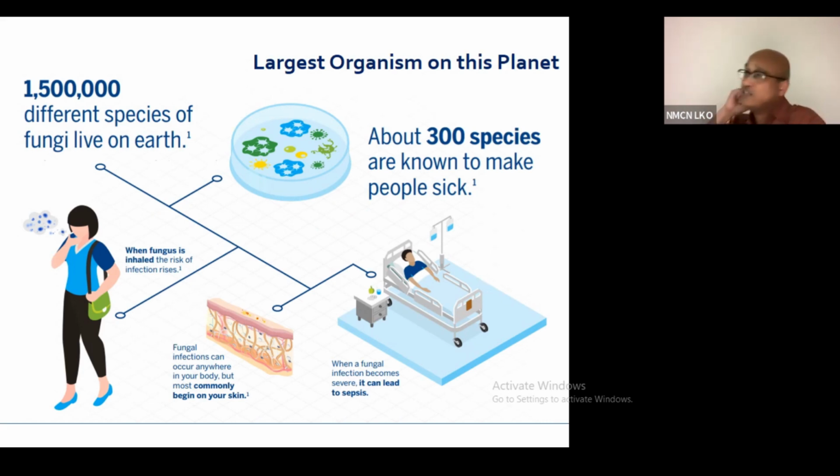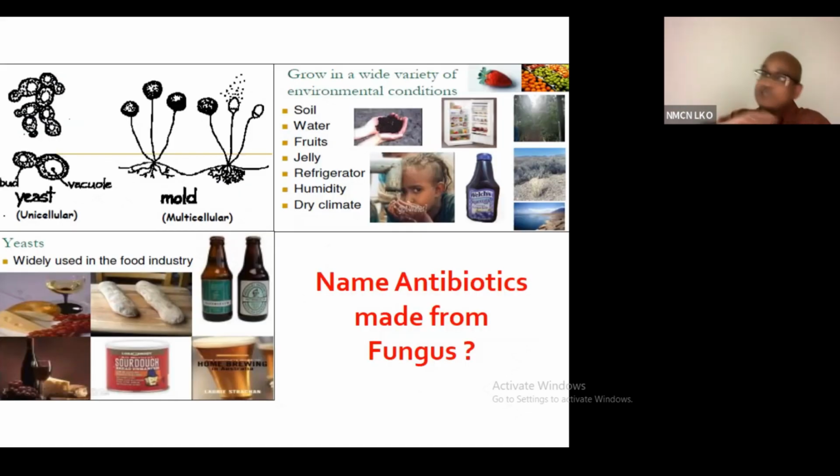There are almost 300 species of this which are known to make people sick. It is prevalent in almost anything and everything that you consume: in soil, water, fruits, jelly, the refrigerator, and the humidity, as it increases, even in the drier climate. It is prevalent in the food industry, in so many items that you take in. And some of the antibiotics, the first ones like penicillin, are derived from fungi. So it is prevalent everywhere, okay?